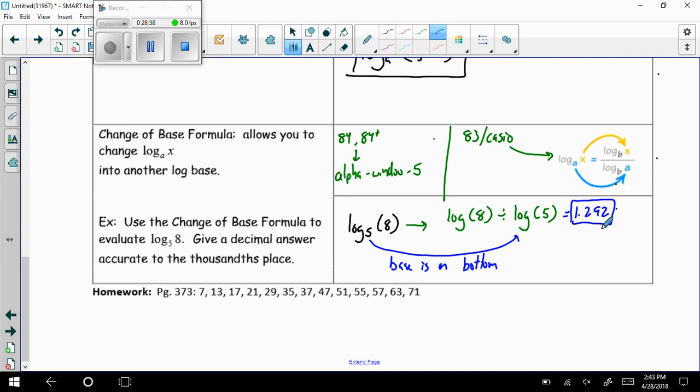If you have an 83 or a Casio, make sure that you know how to use the change of base formula. What I would caution you, if you are using the change of base formula, make sure that you have parentheses in the numerator and parentheses in the denominator. That's what's going to make the big difference. Again, if you end up getting 1.292, awesome, we can kind of proceed business as usual tomorrow. If you struggle with that, make that the first thing that you ask me. That way we don't waste time in class tomorrow.